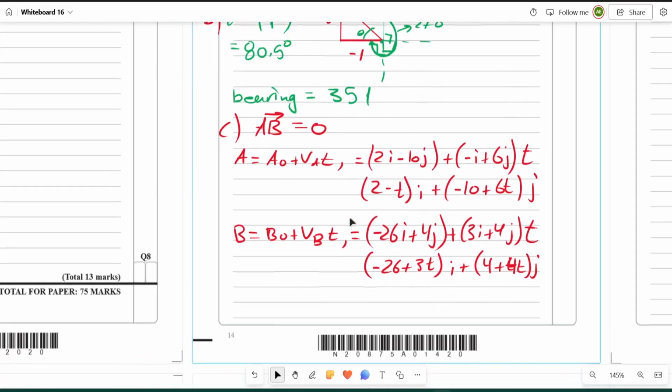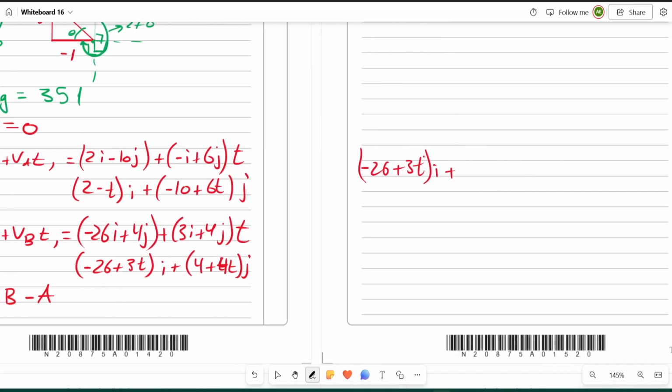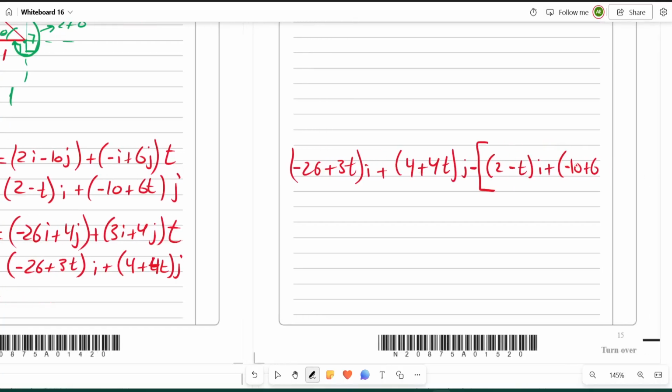Okay, now let's find AB. AB is basically going to equal the vector B minus the vector A, correct? So let's do it on this side over here. So vector B, which is negative 26 plus 3t in the i plus 4 plus 4t in the j. We subtract from that vector A, which is, you do a big bracket, 2 minus t in the i plus negative 10 plus 6t in the j. So let's do this subtraction.